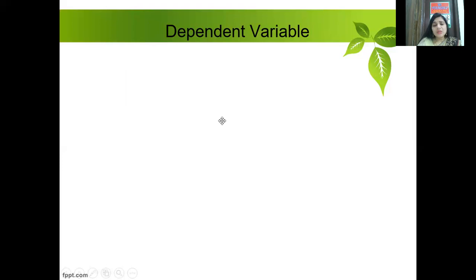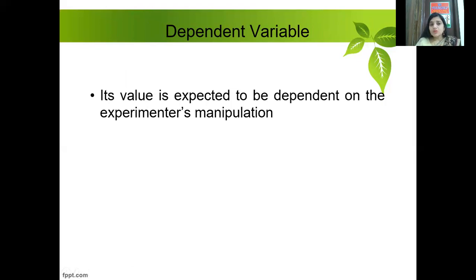Dependent variable. What do you mean by a dependent variable? As the name suggests, the variable is dependent on something. So its value is expected to be dependent on the experimenter's manipulation, and the experimenter's manipulation is the independent variable. So this variable is dependent on the independent variable. Dependent variable is dependent, and independent is non-dependent. You can remember it that way also. Dependent means dependent on something, and independent means non-dependent.